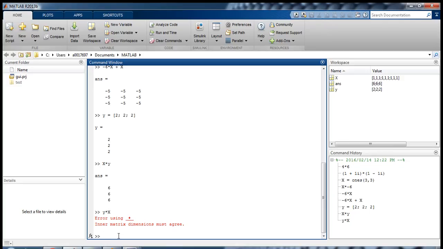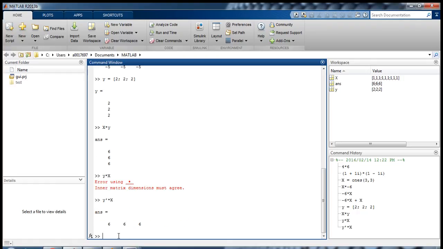If I did y transpose x, that should work because now y transpose is 1 by 3. So 1 by 3 times 3 by 3 gives me a 1 by 3 matrix.